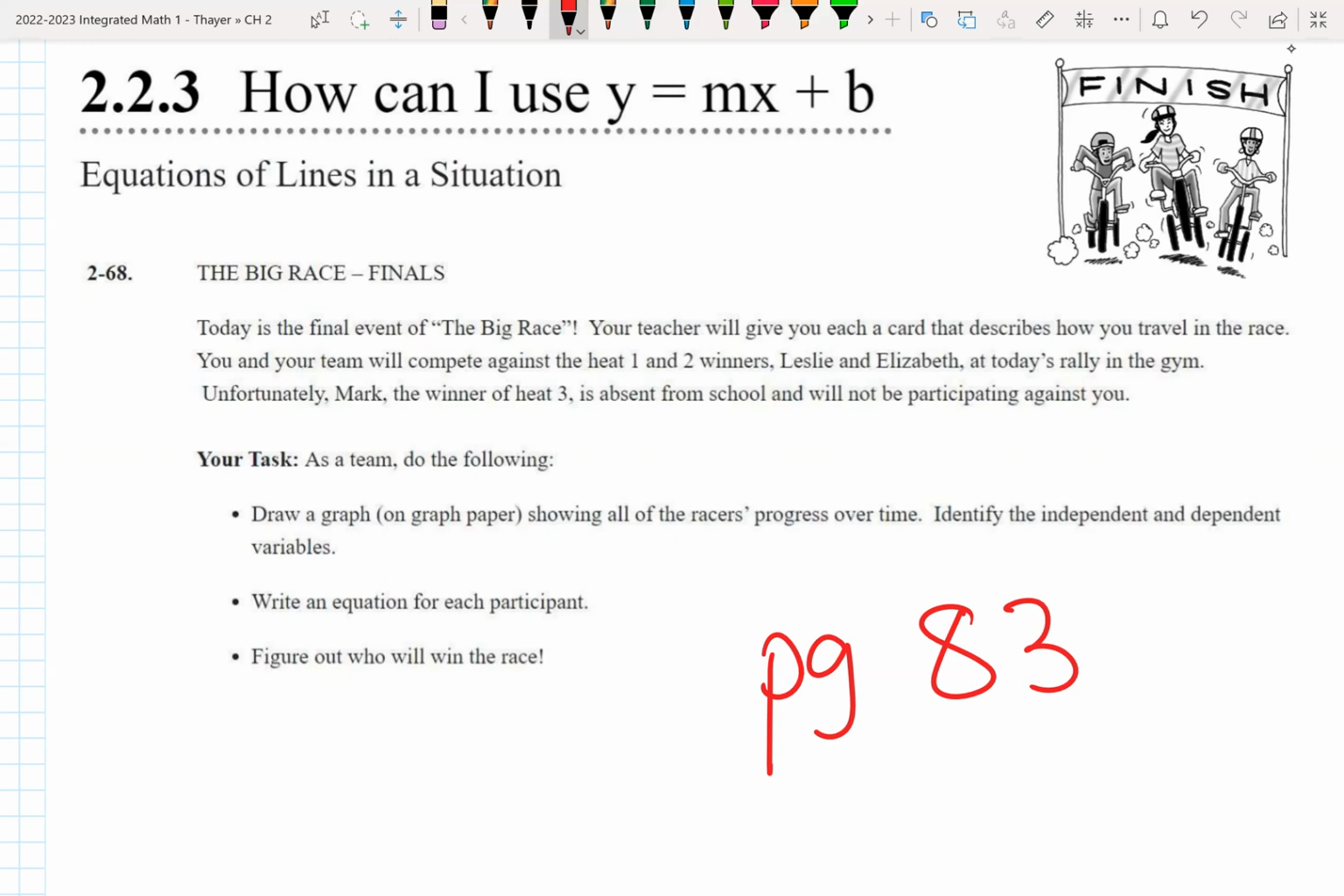You and your team will compete against the Heat 1 and Heat 2 winners, Leslie and Elizabeth, at today's rally in the gym. So your task is to draw the graph of all 6 of these racers and their progress over time. You're going to come up with your equations first, and then you'll figure out who wins the race. Now, since it's the big race, it's a 25-meter race instead of a 20-meter race. And we'll mark that on the graph in a moment.